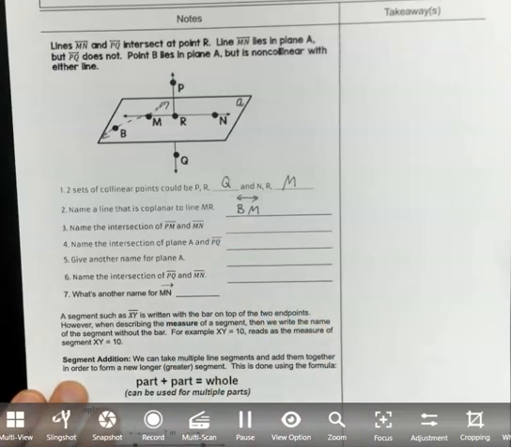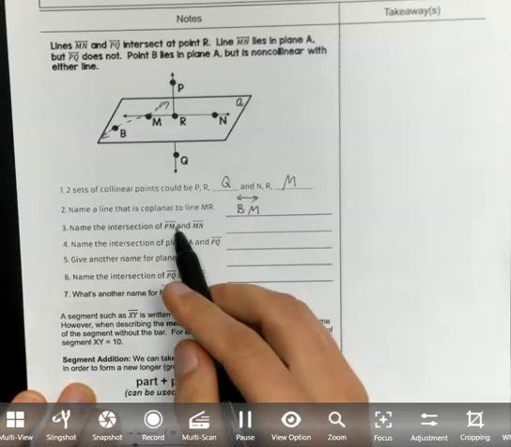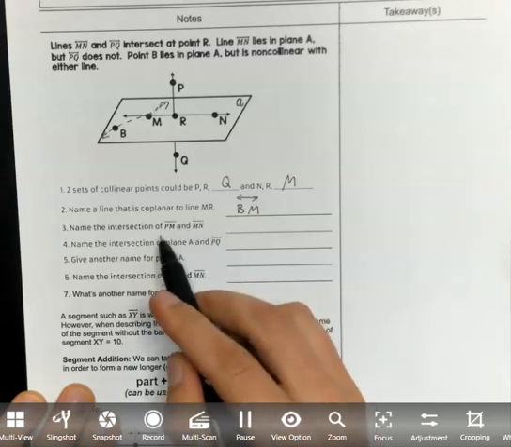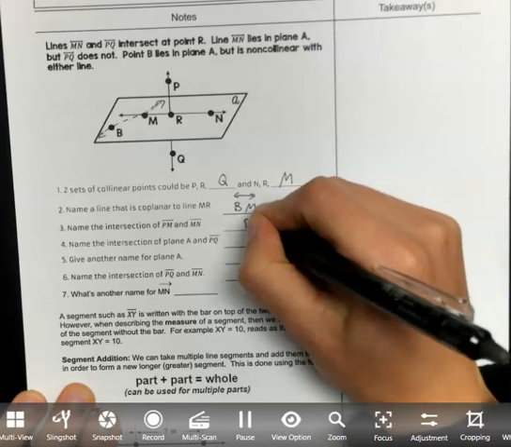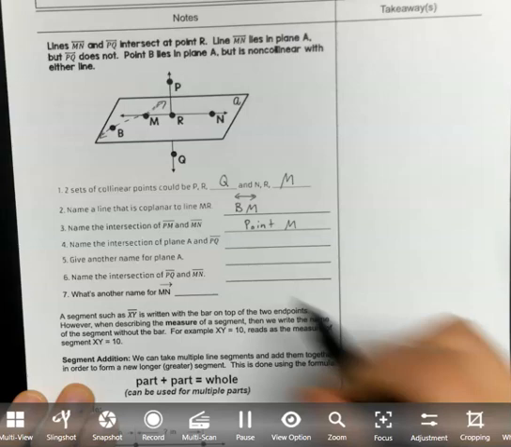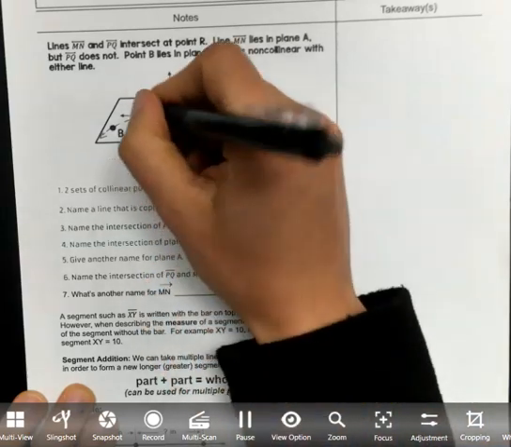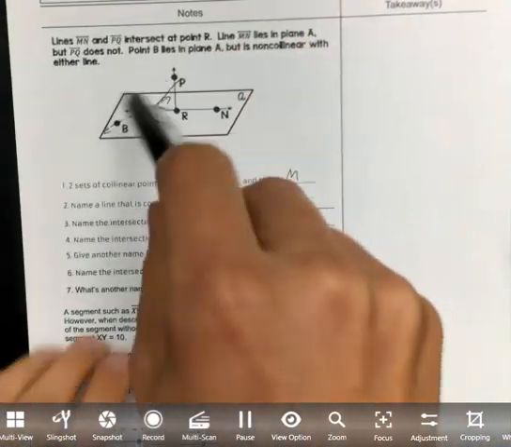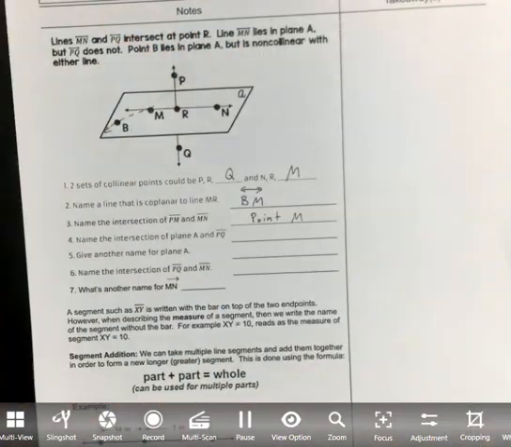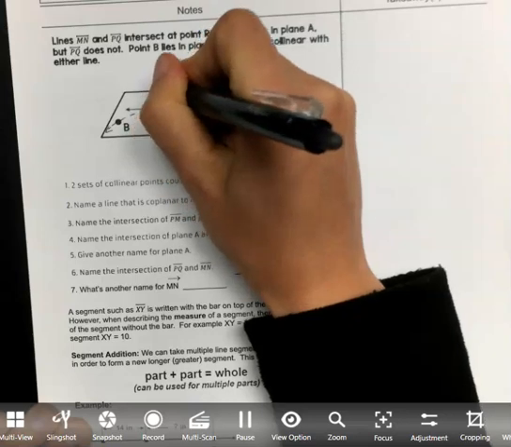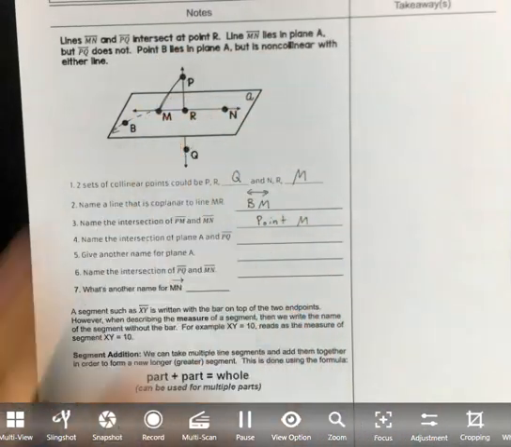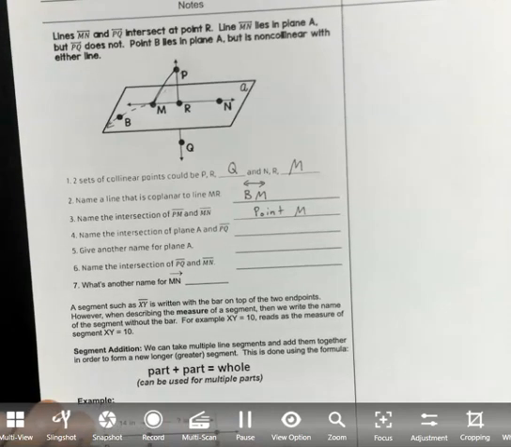All right. Name the intersection of PM and MN. Well, notice that PM and MN both have the letter M in common. So that means they meet at point M. And you might be like, PM, where is that? Well, we can create it. Here you go. PM and MN both meet at point M, right?